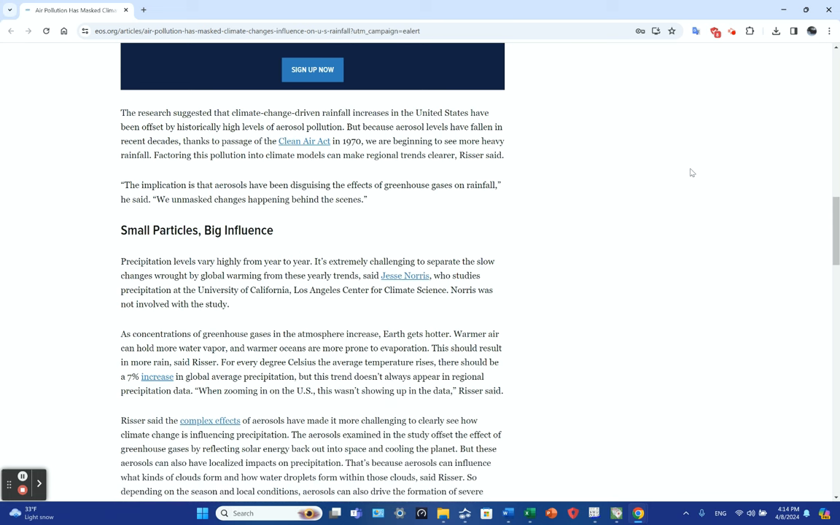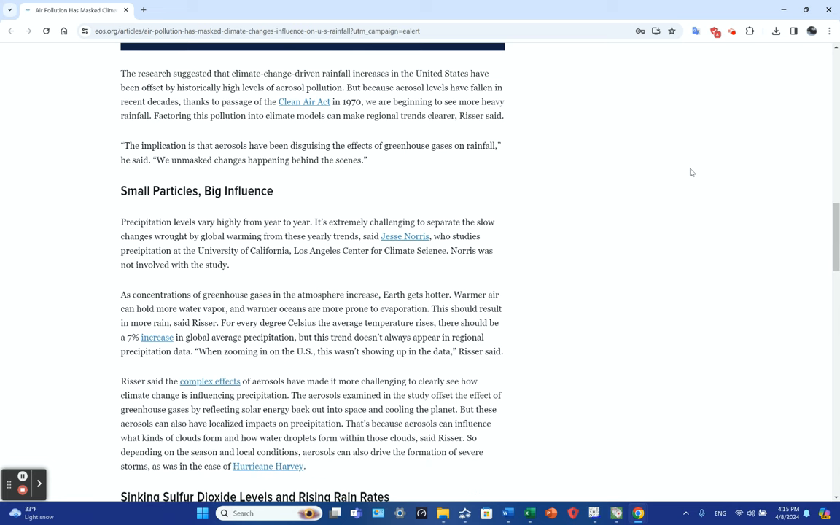The research suggested that climate change-driven rainfall increases in the United States have been offset by historically high levels of aerosol pollution. But because aerosol levels have fallen in recent decades, thanks to the Clean Air Act of 1970, we're beginning to see more heavy rainfall. Factoring this pollution into climate models can make regional trends clearer. The implication is that aerosols have been disguising the effects of greenhouse gases on rainfall, and we can unmask changes happening behind the scenes.